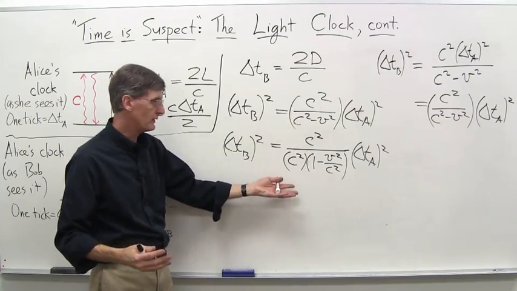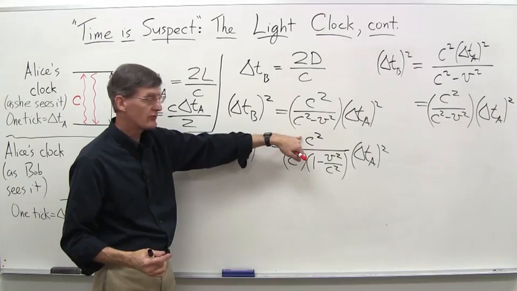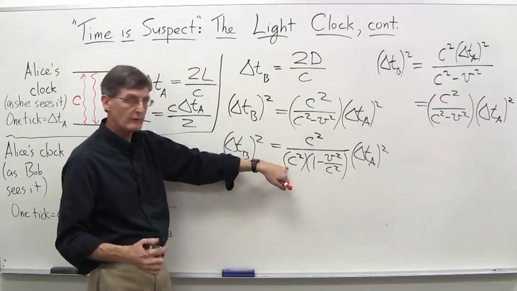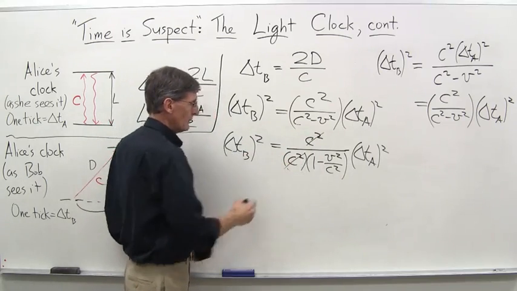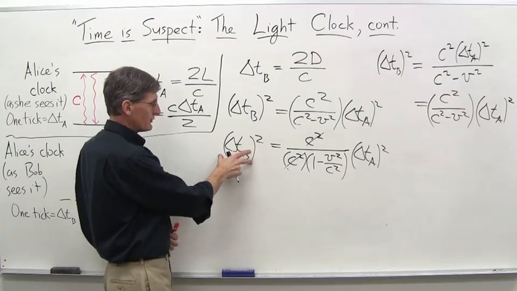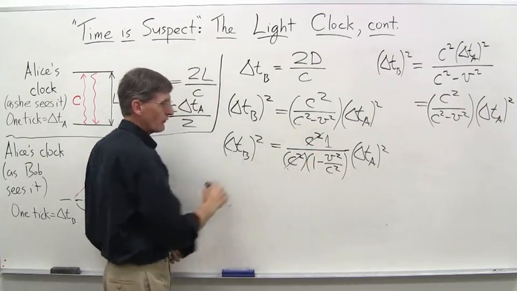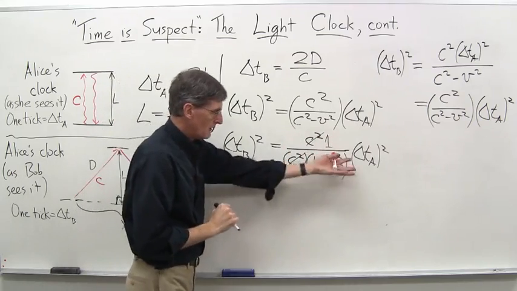And in general, it would be. But look what we've got here. Now we can cancel these c squareds. I've got a c squared in the numerator, a c squared in the denominator. Get rid of that. Get rid of that. And so we can write this as delta TB squared equals 1, so we have a 1 now here on top, over 1 minus v squared over c squared times delta TA squared.